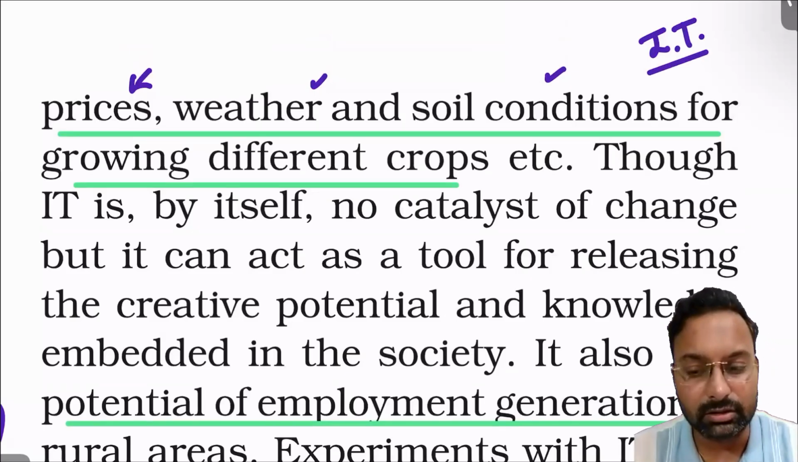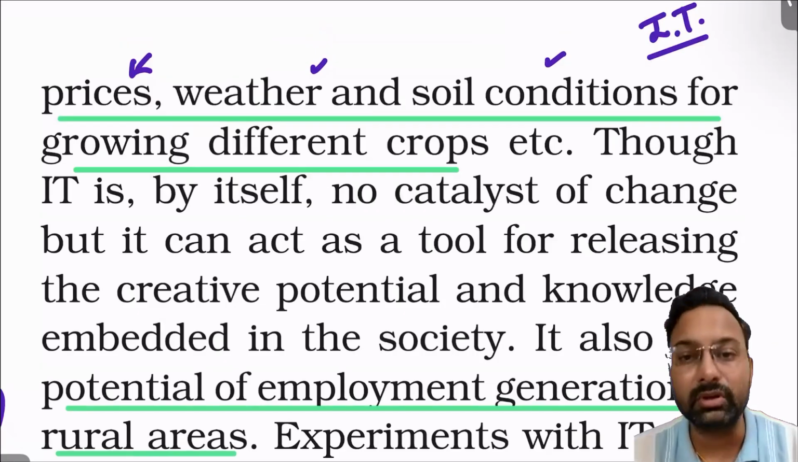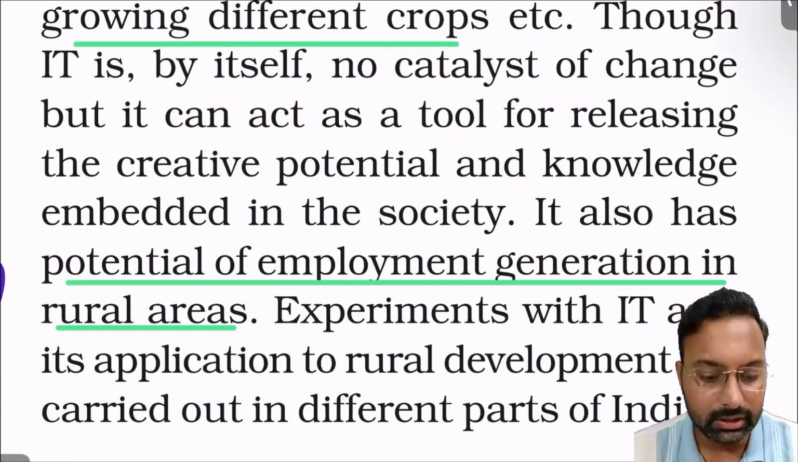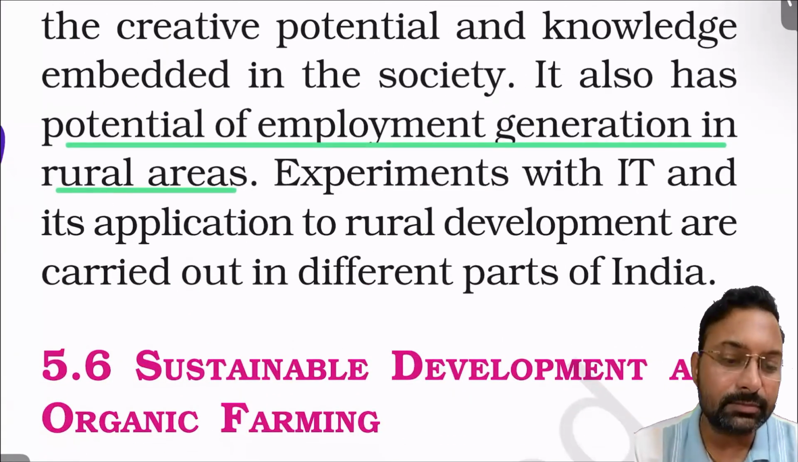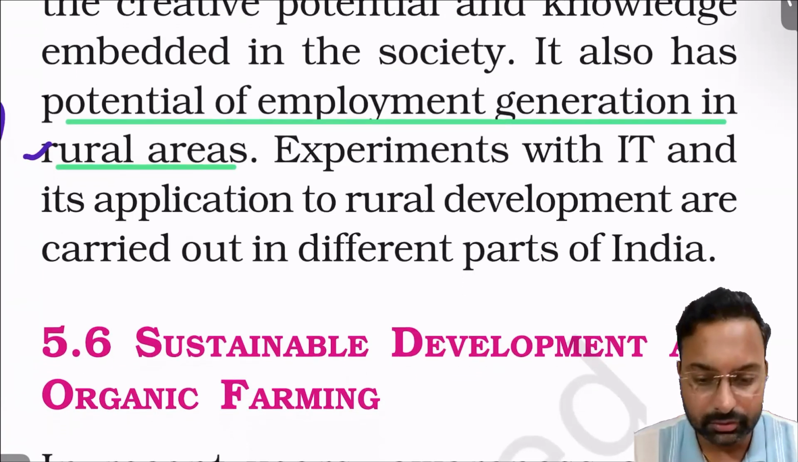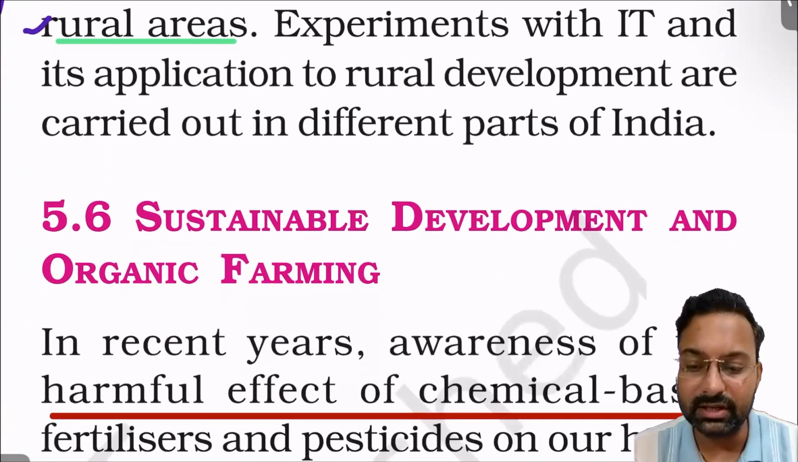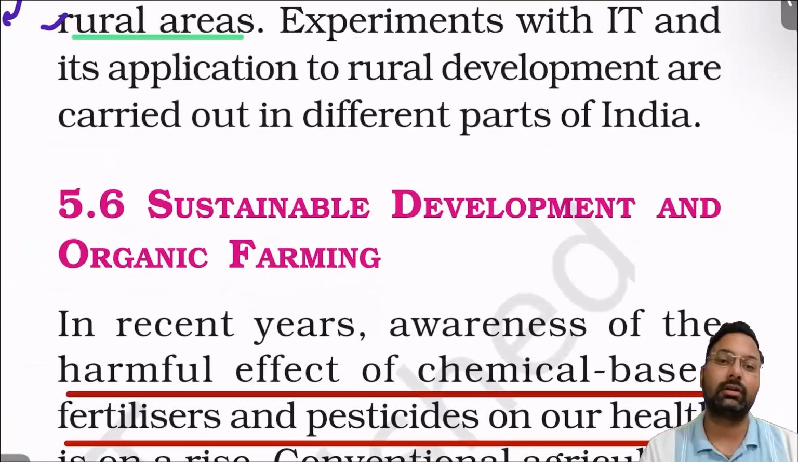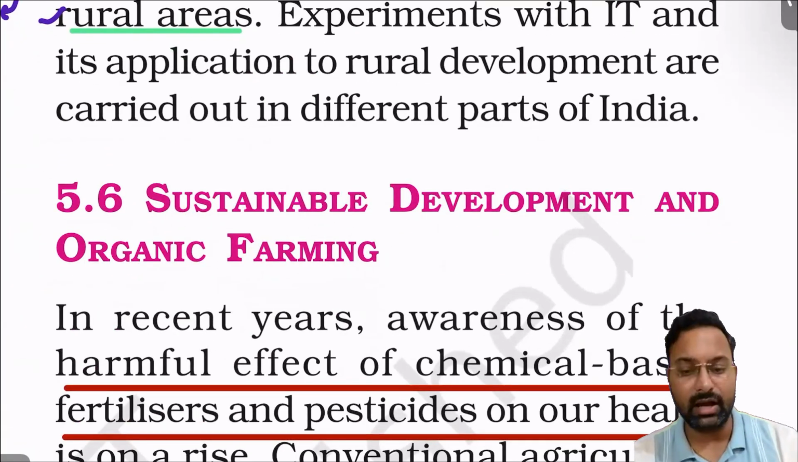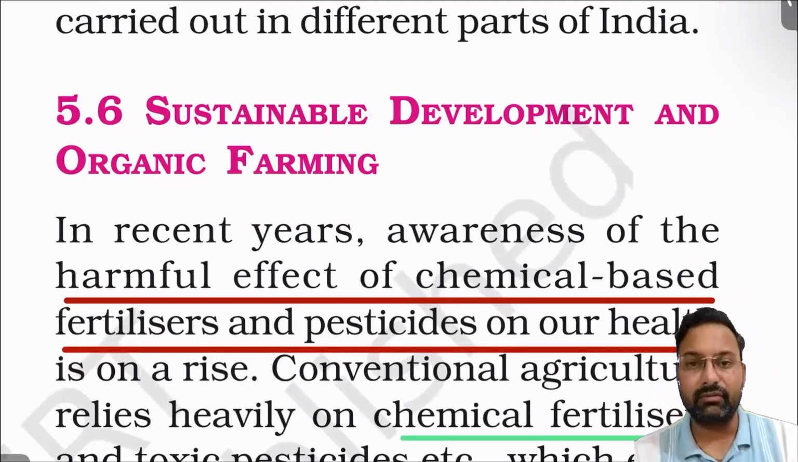Information technology can be utilized in disseminating this type of information to the farmers, right? Not only this, it has potential to generate employment in the rural areas also, right? So this is the potential of IT. These rural people can also diversify in the IT sector. Okay, so we have done the diversification.